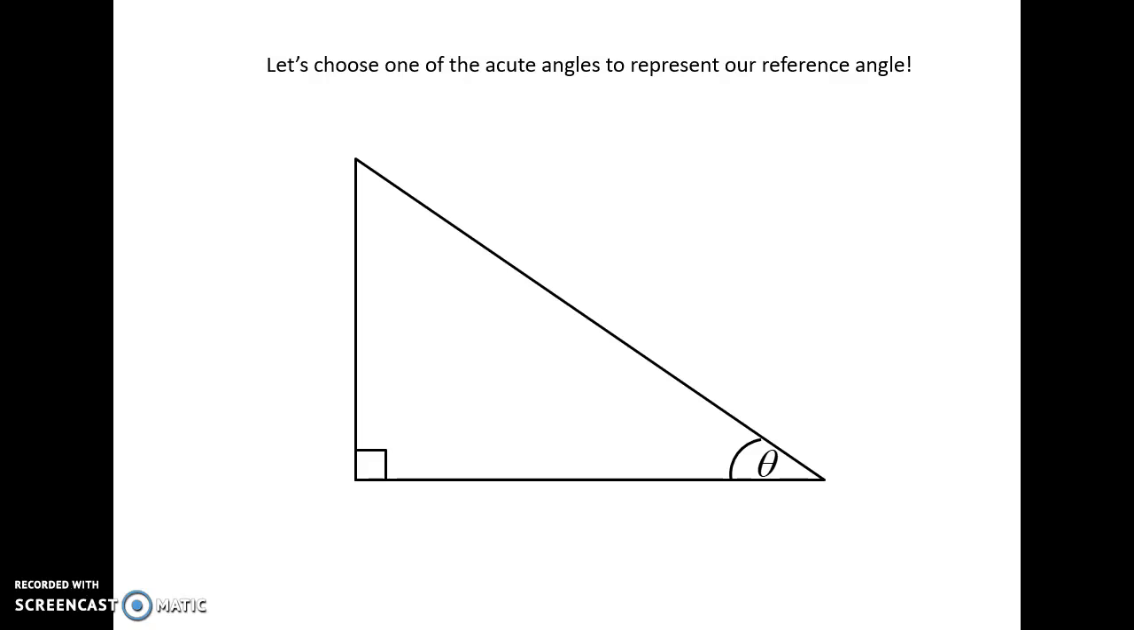Okay, so the first side we want to designate is this one on the left. It's this dark blue one, and it is opposite of our reference angle, so we call it the opposite side. Next we're going to look at the red one on the bottom. This is next to our reference angle, and we call it the adjacent side because it's next to.